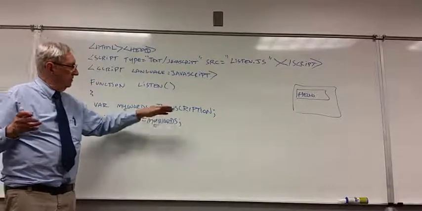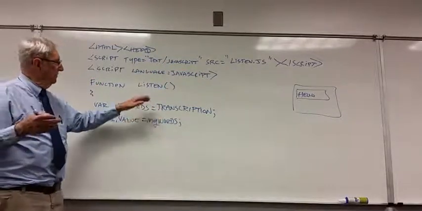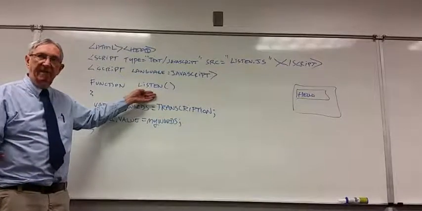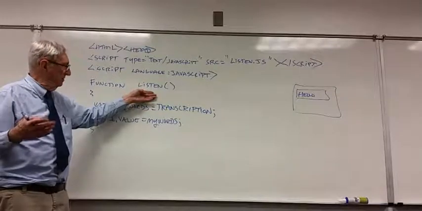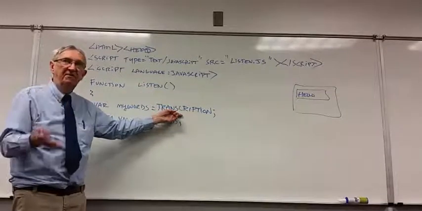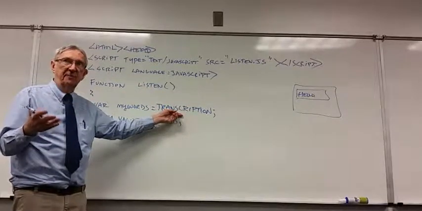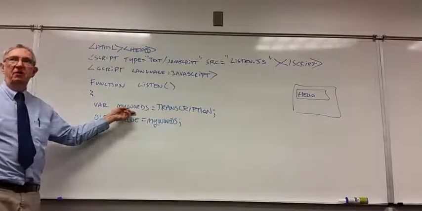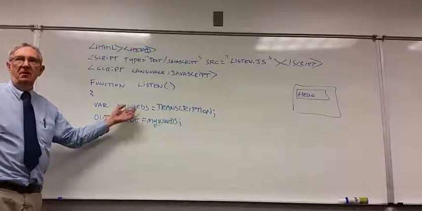So anyways, just follow the rules of this. What I do is I say, okay, I have a function called listen, which you have to have in order to use this program. You're going to receive that every time someone says something, which contains the words. But move it immediately to your variable, whatever you call it. Call it anything you want. I happen to call it my words.